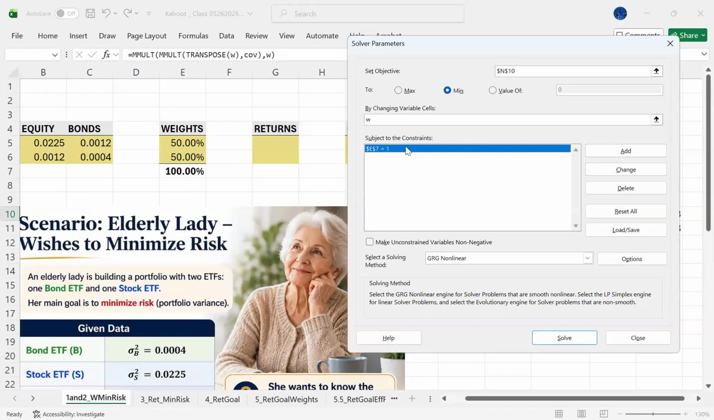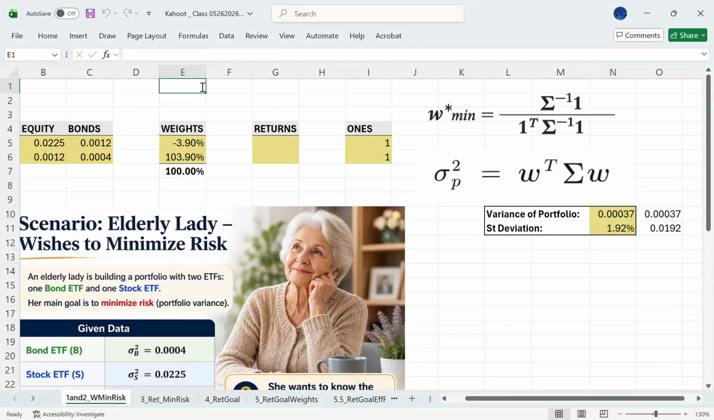And there is one constraint: you have to invest all. You have to invest 100%. So you have to allocate that 100%. You have to distribute it among all the assets. And then we click on solve, and Excel found a solution. The solution is here. Let's just type that solution here, minus 3.9%, and then 103.9%. And now let's delete. So this is the solution we are getting from solver.